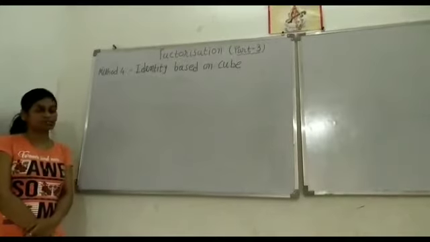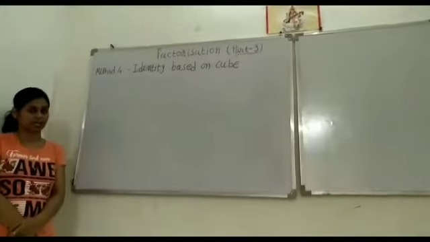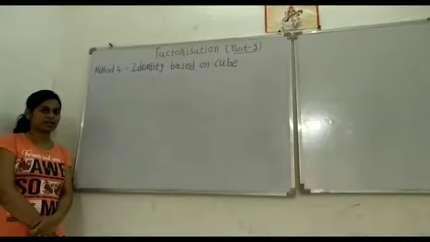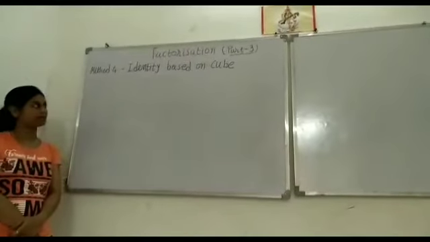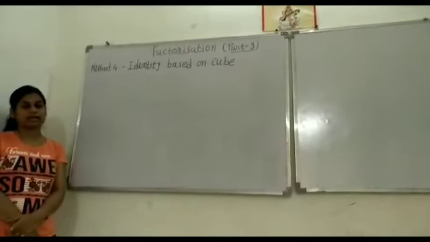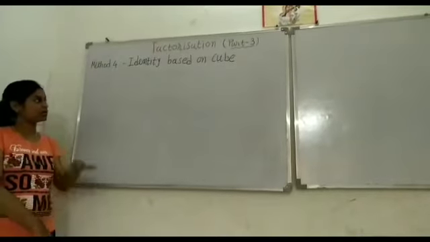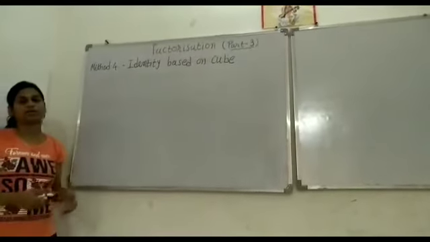Today I continue to teach factorizations. This is my part 3. In part 1 we took factorizations by the common factors method. In part 2 we took identities based on squares. Now in part 3 we take identities based on cubes.